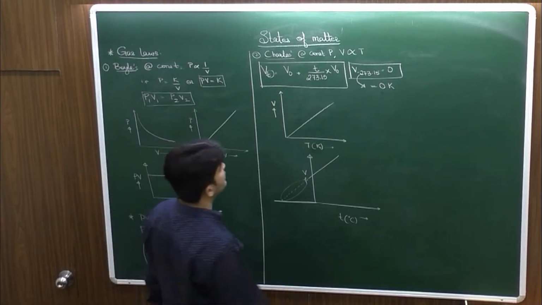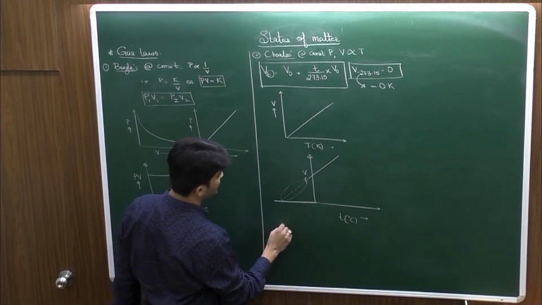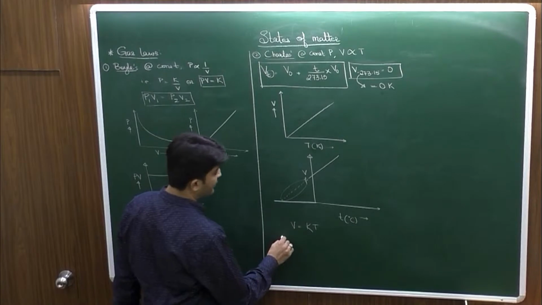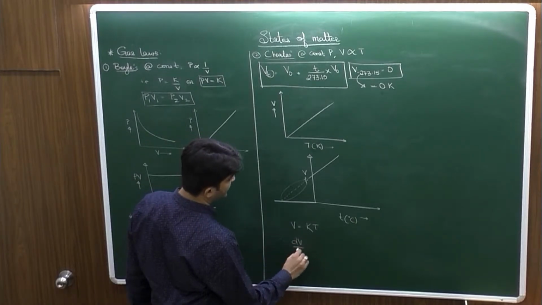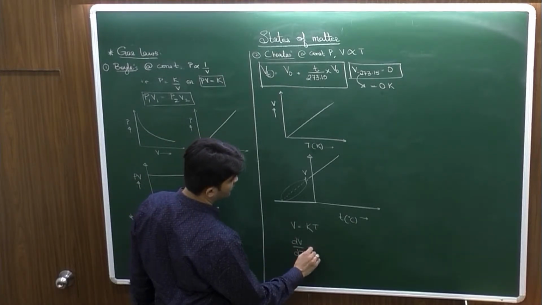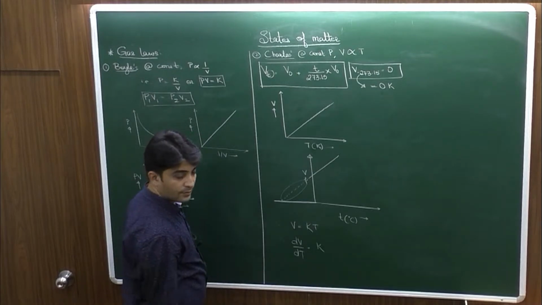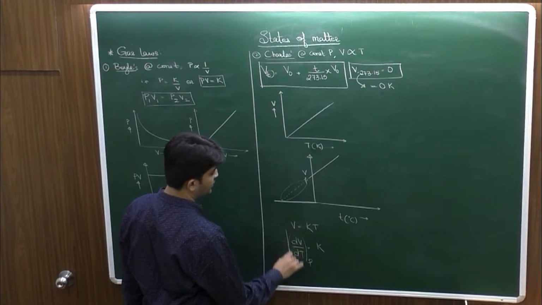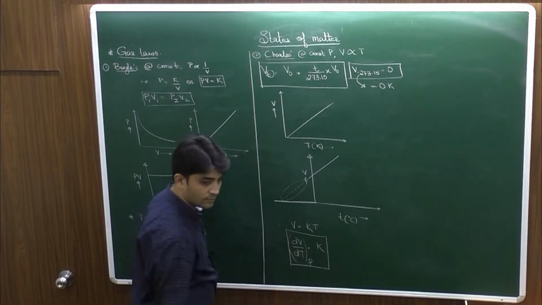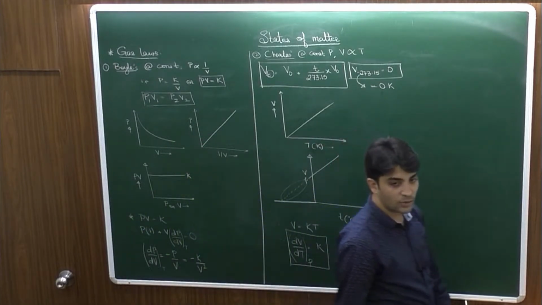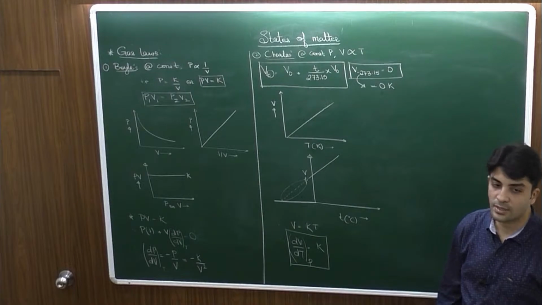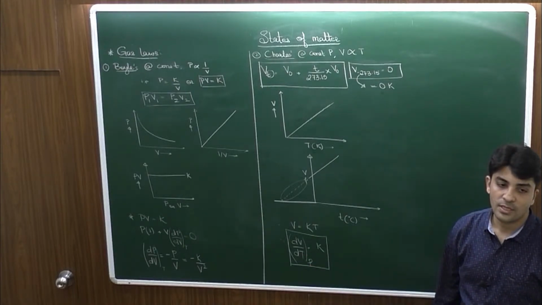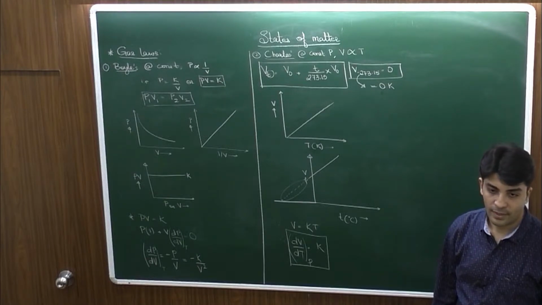Now here also, if I talk about the derivative, V proportional to T gives you V equal to KT. If I differentiate with respect to T, then dV by dT is equal to a constant K, at a constant pressure, Charles law. I have differentiated with respect to temperature at a constant pressure. So this is also a valid expression of Charles law. Clear?